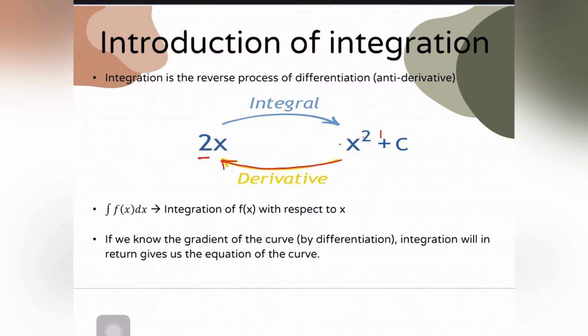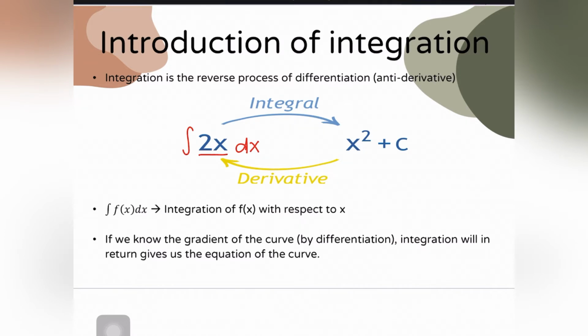Now, we want to return 2x back to its original equation. So what we need to do is a process of integration. The symbol of the process of integration is the integral sign in front. It means the integration of the function 2x with respect to x. What do we mean by with respect to x? We will integrate the variable x that you have in your equation.